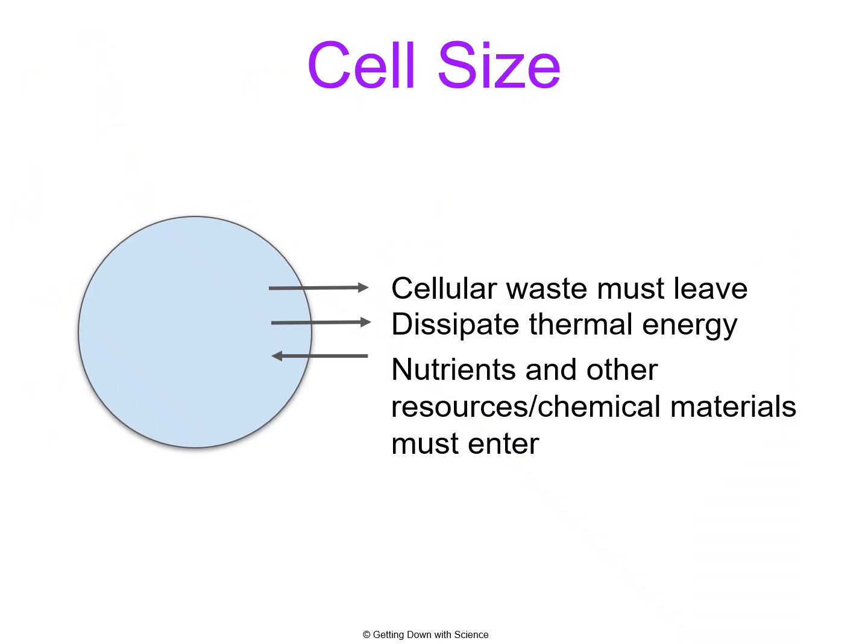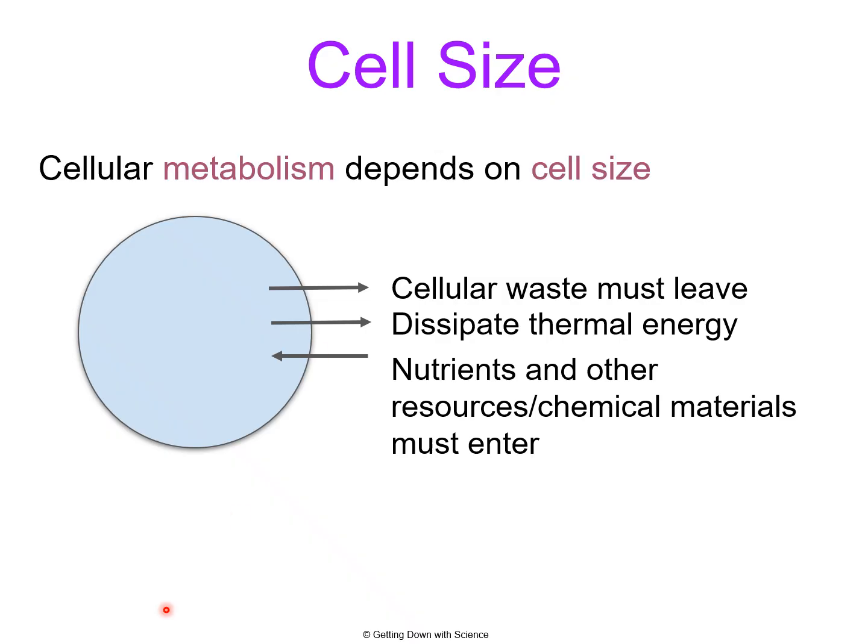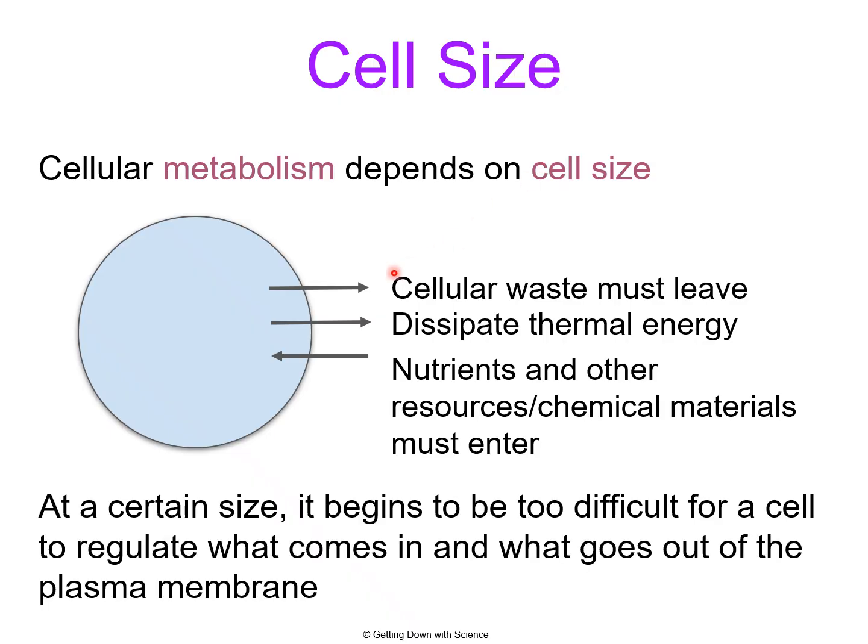All right, so the size of a cell pretty much determines the ability of the cell to get rid of metabolic waste, and also just metabolic processes overall. Cells carry out various metabolic reactions, and the size of the cell will determine if those metabolic reactions are even possible. All right, so what are some of the things that cell size determines? Cell size determines the ability of the cell to get rid of waste, so waste material should leave cells.